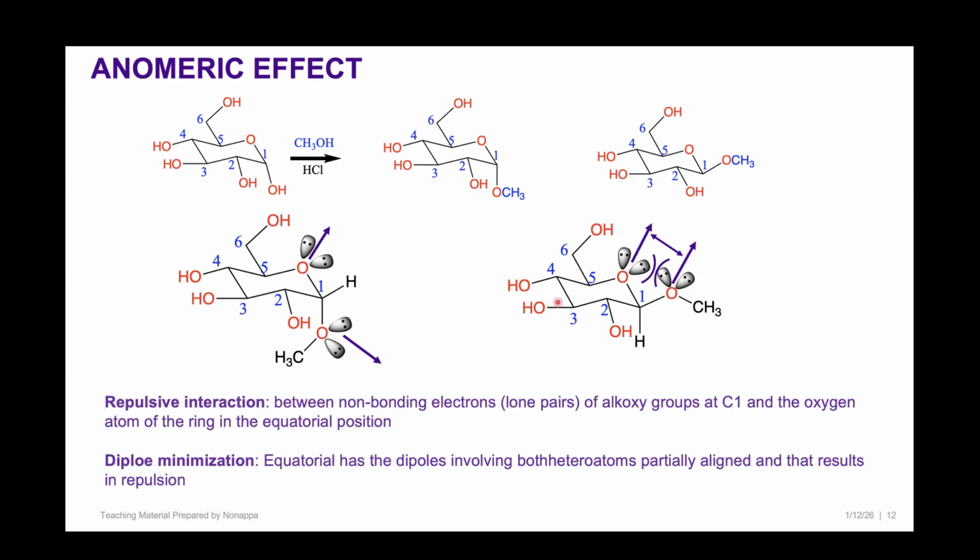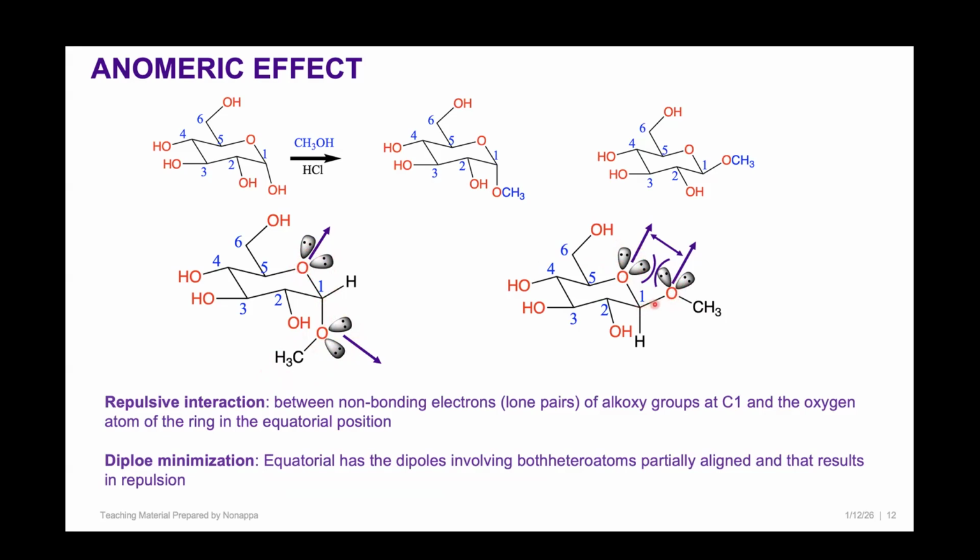A few things we can look at. Here is an example: if you take glucose and treat it with methanol under acidic condition, you will end up with two isomers or anomers, the alpha and beta. Now, if you look closely, this oxygen is called the endocyclic oxygen, that means the oxygen within the ring, a part of the ring. And this oxygen, attached to the electronegative substituent at the anomeric carbon, is called exocyclic, that's outside the ring. Now, there are lone pairs of electrons on both oxygens, endocyclic and exocyclic.